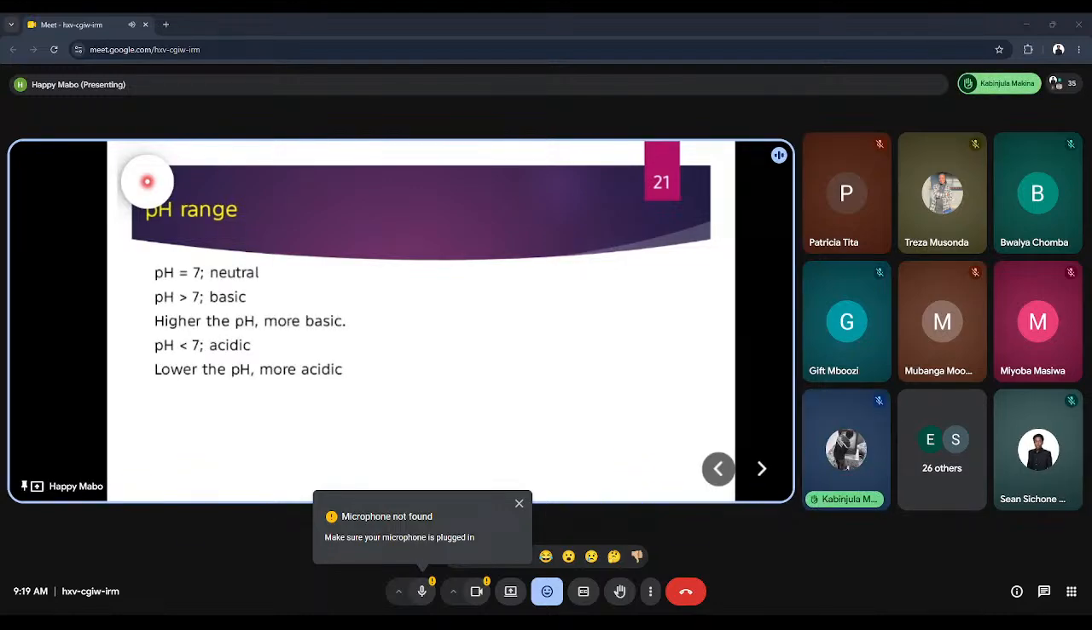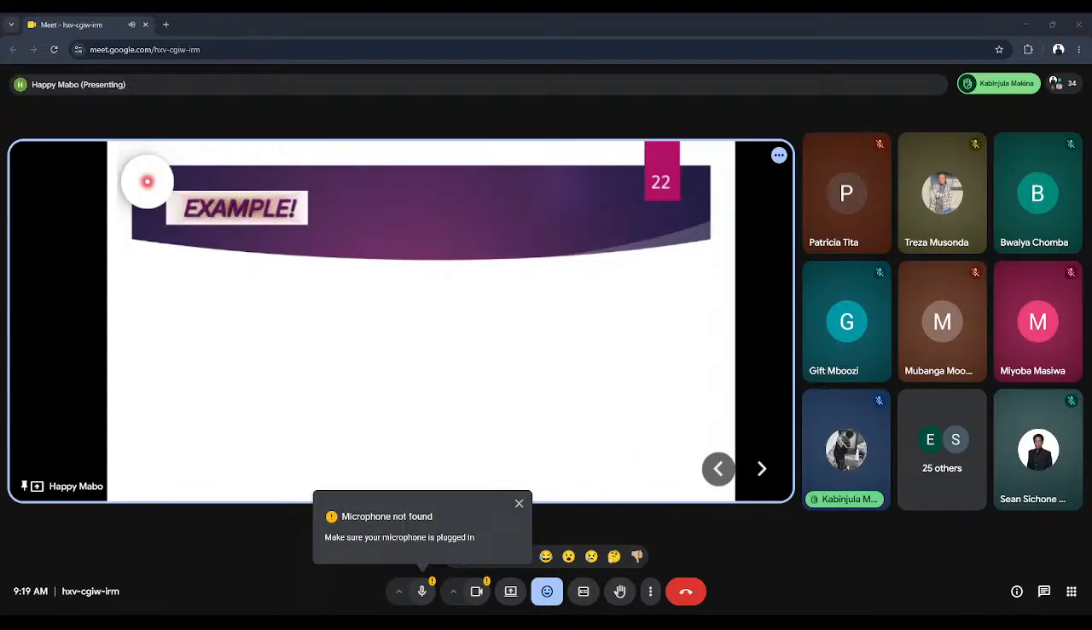So you see those numbers there: 7 is neutral, greater than 7 is basic, and the higher the pH, the more basic. Less than 7 is acidic, and the lower the pH, the more acidic a solution is going to be considered.